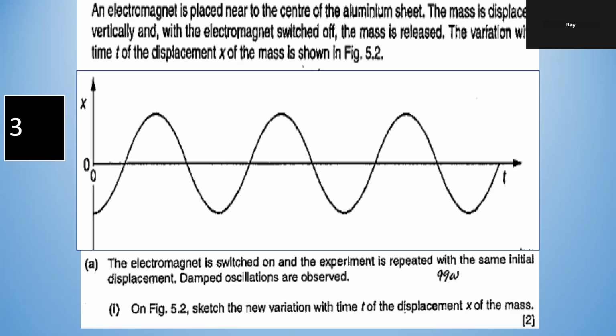So you should be able to read from the graph that it is a minus cos graph, and it's an undamped motion. The electromagnet is switched on and the experiment is repeated with the same initial displacement. Damped oscillations are observed. Sketch the new variation with time t of the displacement x of the mass. So how do you draw?